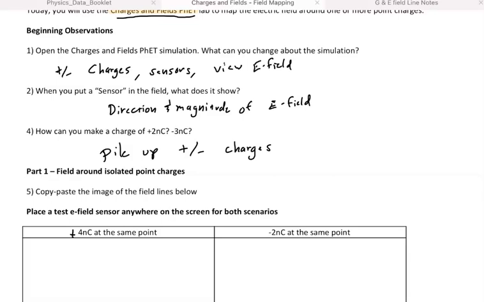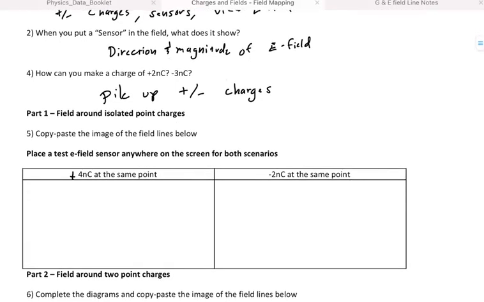All right, let's move on to part 1. So remember, you can do this on your own and then check your work later. I'll be asking you to place 4 positive nanocoulomb charges at the same point and copy pasting a screenshot. And then separately, resetting the simulation, doing negative 2, so 2 negative nanocoulomb charges, and put it at the same point, and then pasting the screenshot. Make sure you include E-field sensors in there too, because it's going to show us the value and what happens in magnitude and direction for each of them.